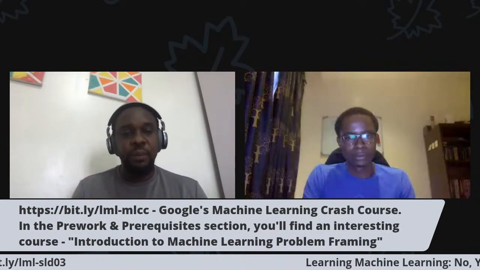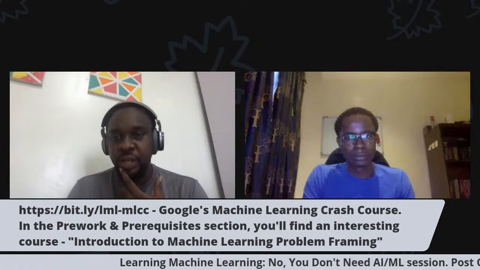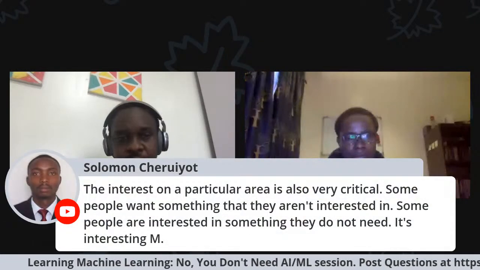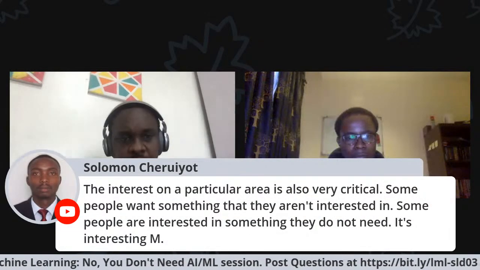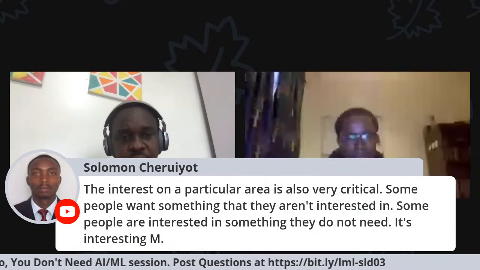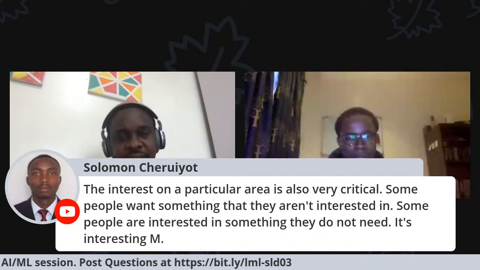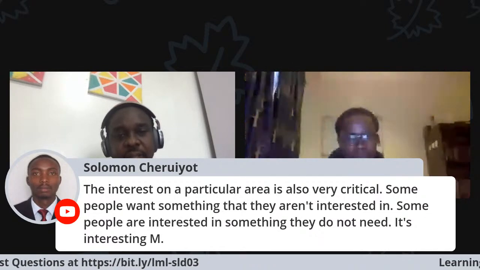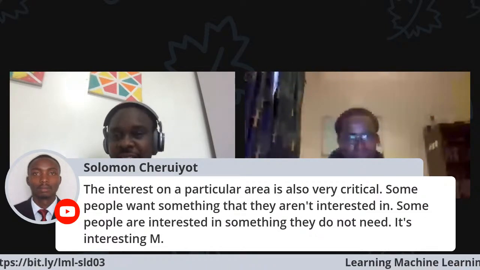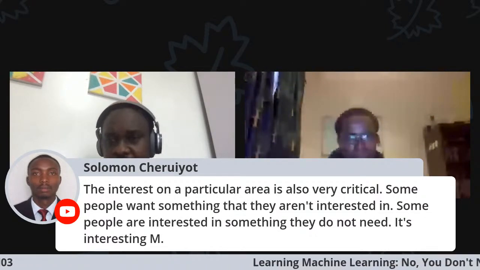So we've got 3 minutes, and I'm going to use those 3 minutes to try and at least address two questions or two comments here. I hope I get the right one. So Solomon says, the interest in the particular area is also very critical. Some people want something that they aren't interested in. Some people are interested in something that they do not need. It's interesting. Thank you, Solomon, for that comment.